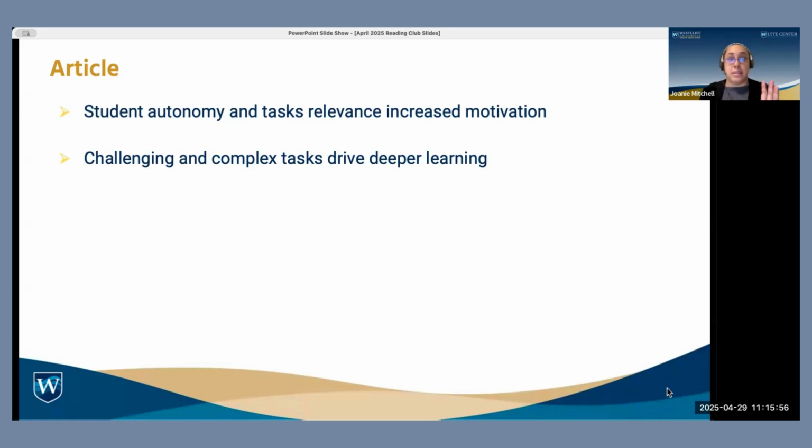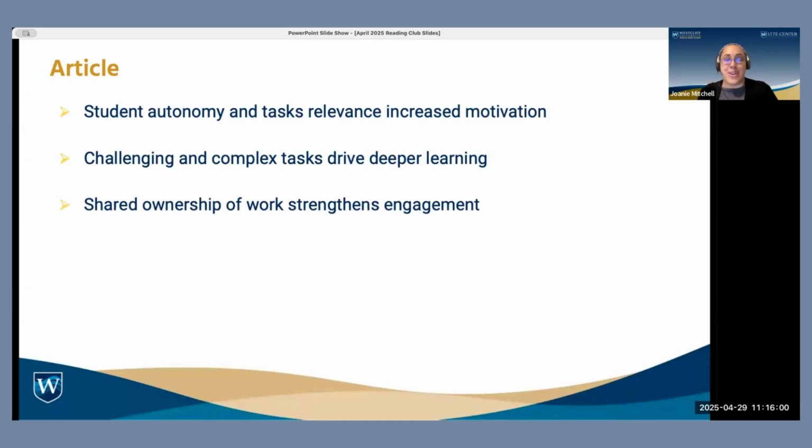So I'm not saying, oh, go make everything as challenging as possible. The students in the article had very specific needs and very specific focus. Shared ownership of the work strengthened their engagement. That was something that we definitely saw in the article. And then developing that positive interdependence tended to reduce the freeloaders in the groups.